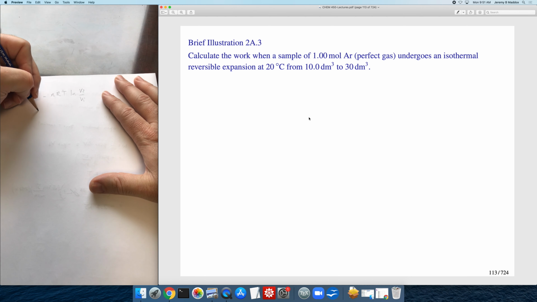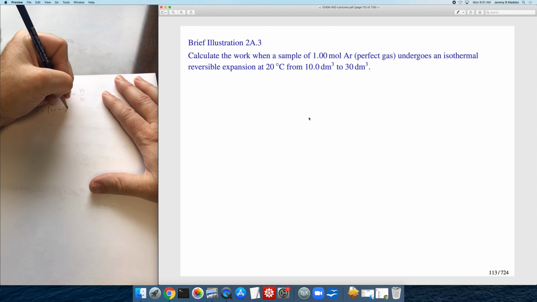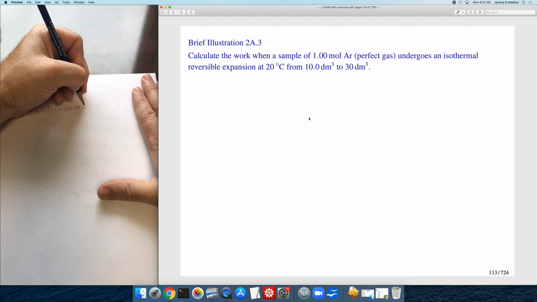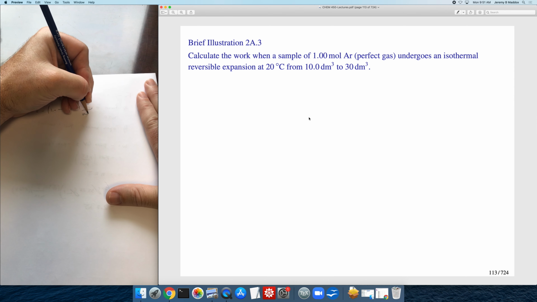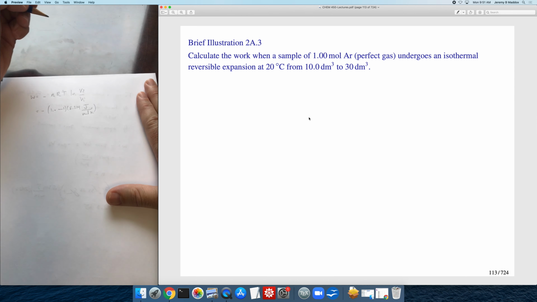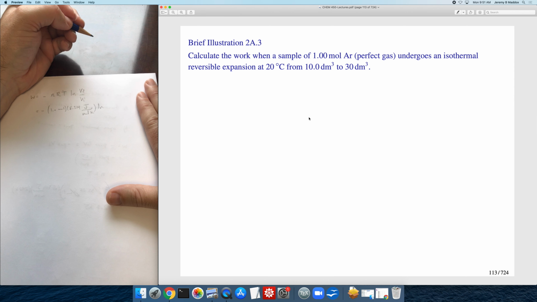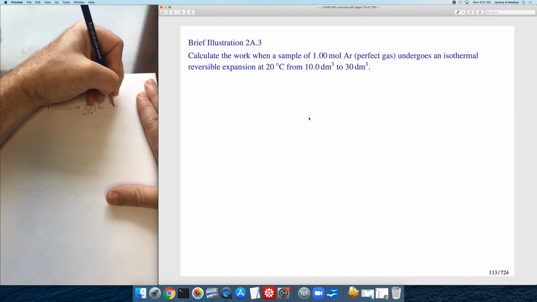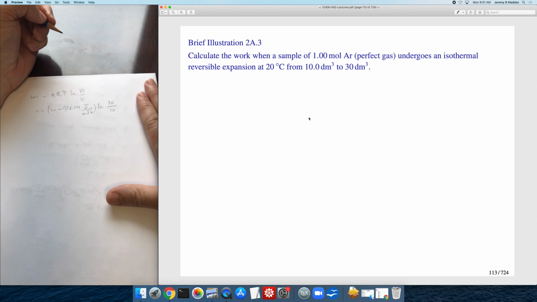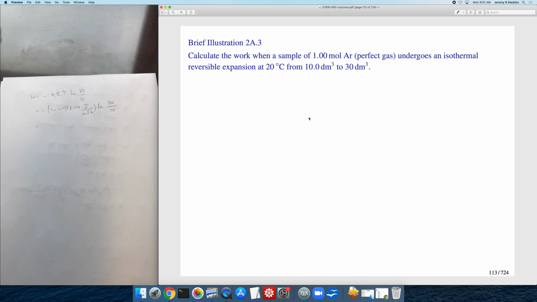Okay, so we've got 1 mole of gas, 8.314 joules per mole Kelvin for the gas constant. Natural log ratio of the two volumes. The final volume is 30 liters and the initial volume is 10. So we'll do this calculation.